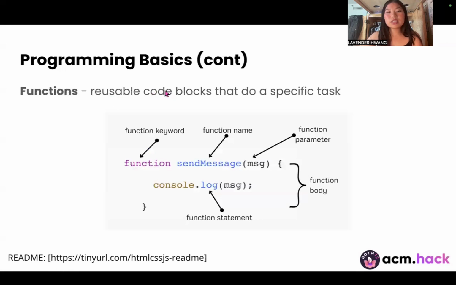Then for functions, these are just reusable code blocks that do a specific task. And this is what the function syntax would look like. You use the function keyword, you have a function name, you can take in parameters, and then you can have a function statement inside. And then console log, this is how you output things to the console in JavaScript with that syntax.